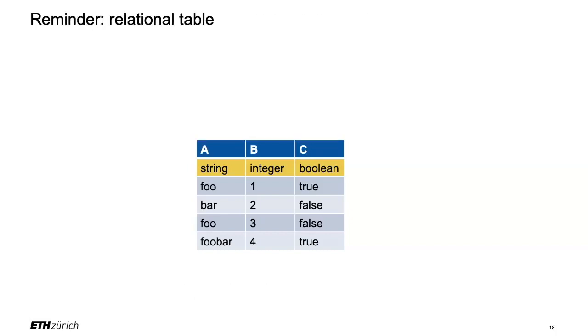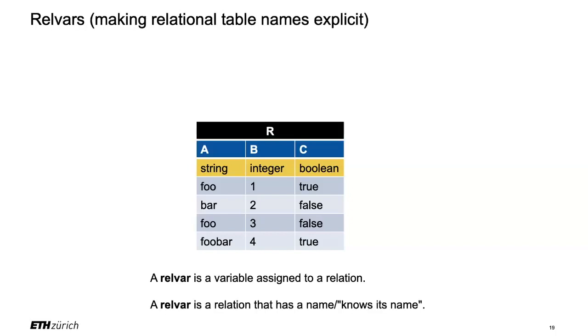Now, something that I kind of did already in SQL is I gave names to the relations, right? So I added this black row here, and the fancy name for that is a rel var. It means relational variable. That really means just it's a mathematical variable that is the name assigned to a relational table. So that's the name.